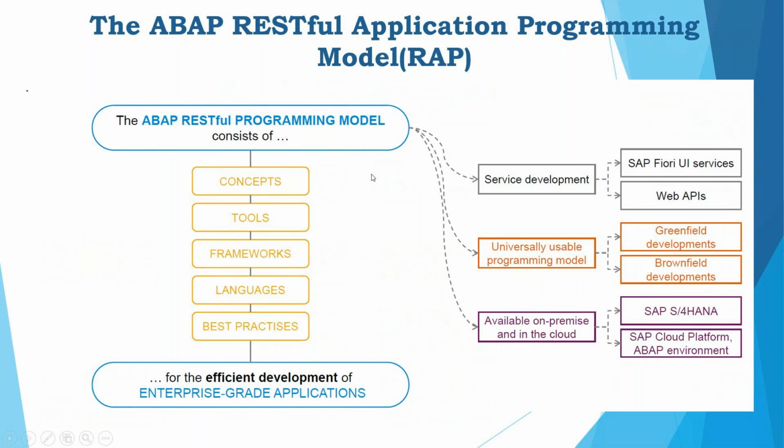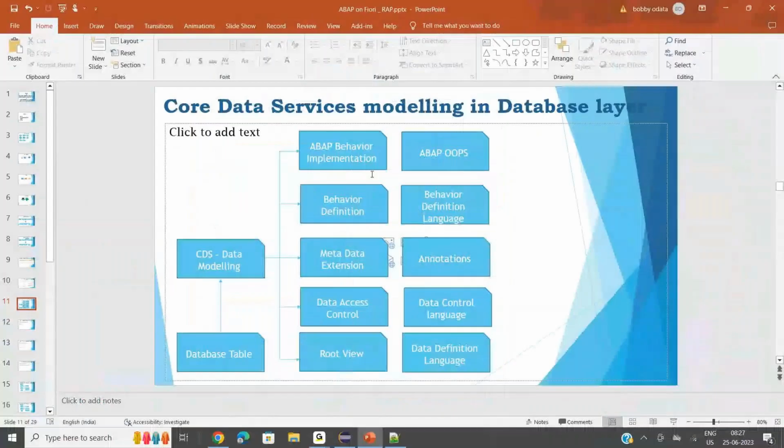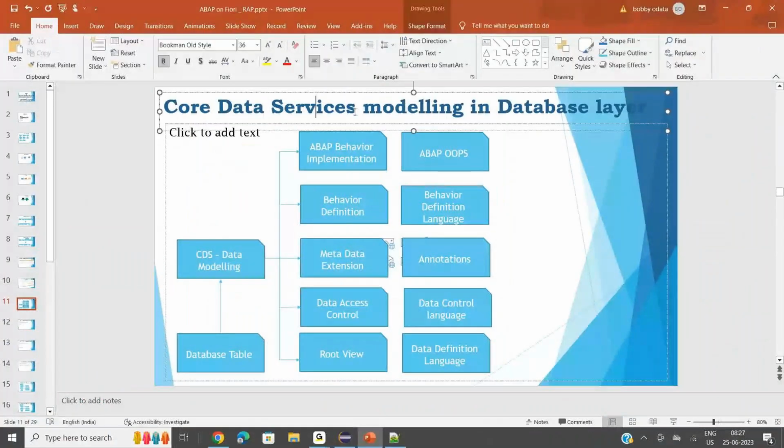Okay, so now what is the model? Core data services, called modeling in the database, that is called the RAP model. So this is called the RAP model services in the database layer.